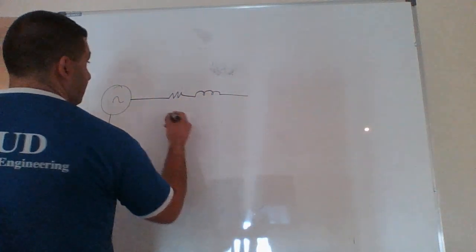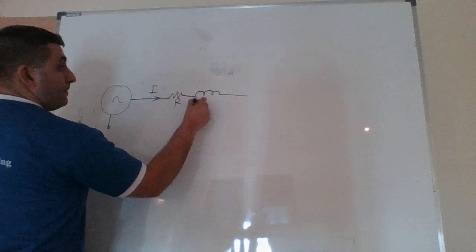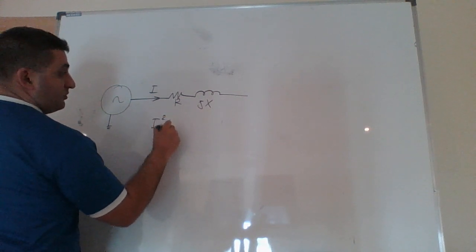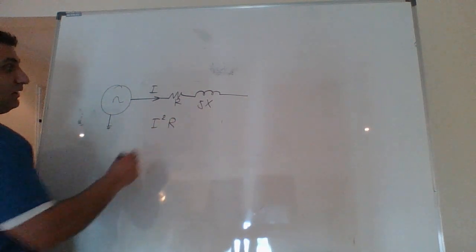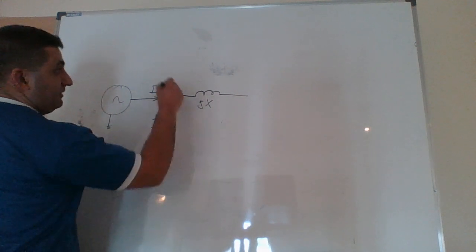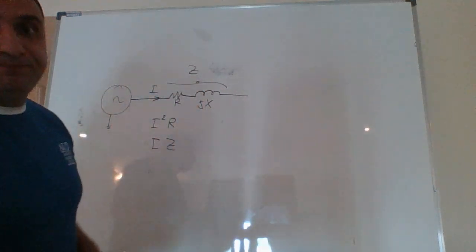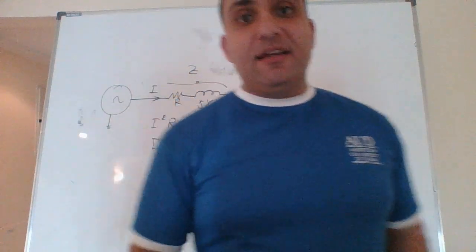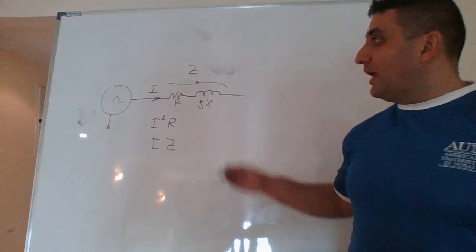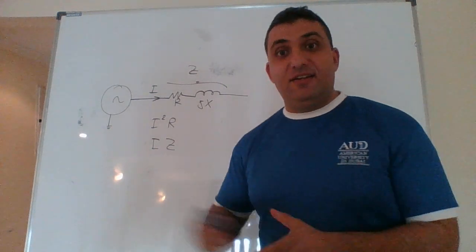So we have to take into consideration two main elements. Element number one, we have to take into consideration I squared R, and number two, we have to take into consideration I multiplied by Z, where Z is the impedance of the transmission line. Taking these two parts into consideration will allow us to design an economical power system.